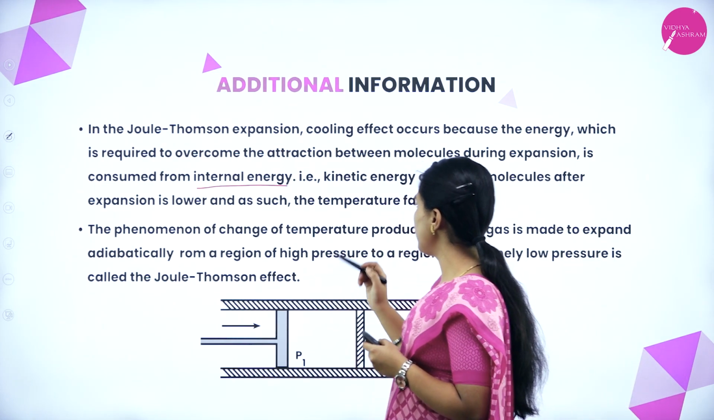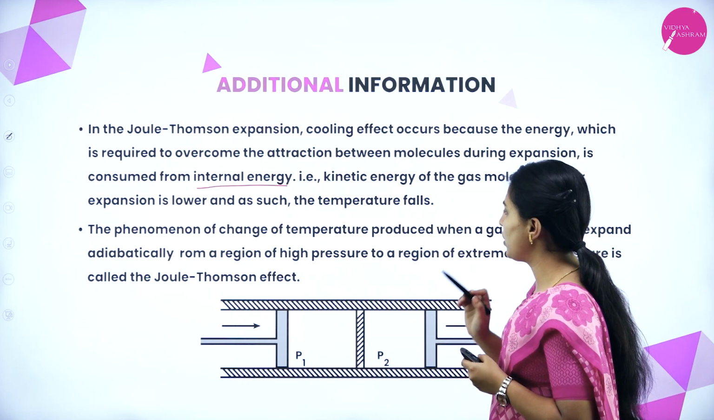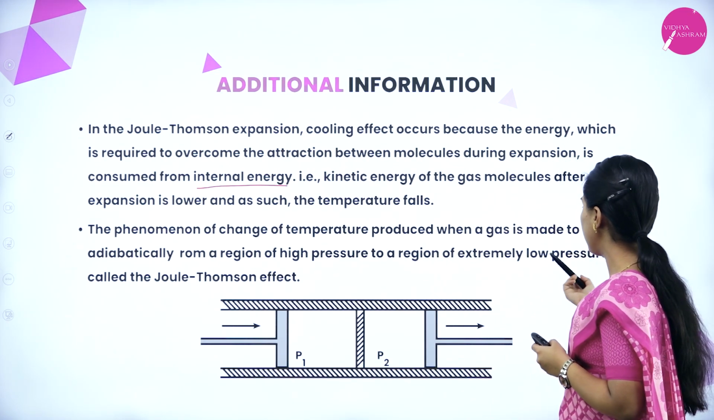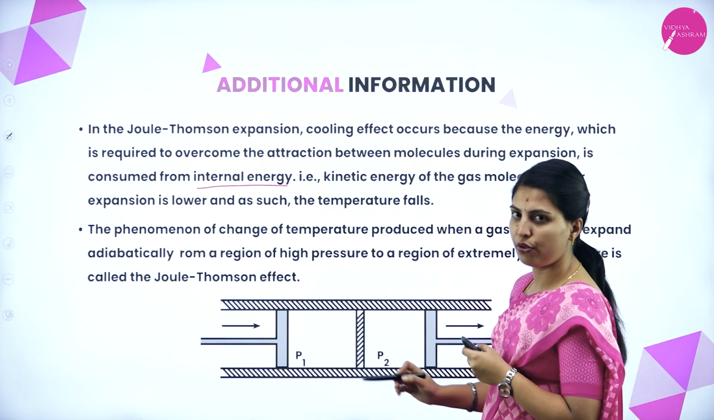The phenomenon of change in temperature produced when a gas is made to expand adiabatically from a region of high pressure to a region of extremely low pressure is called the Joule-Thomson effect. That we have understood already.